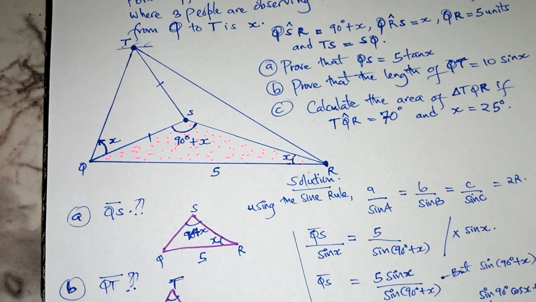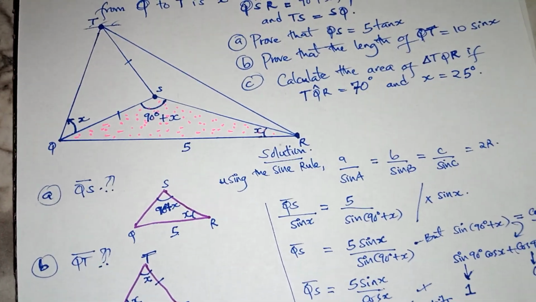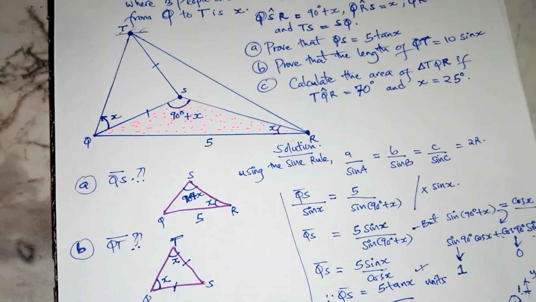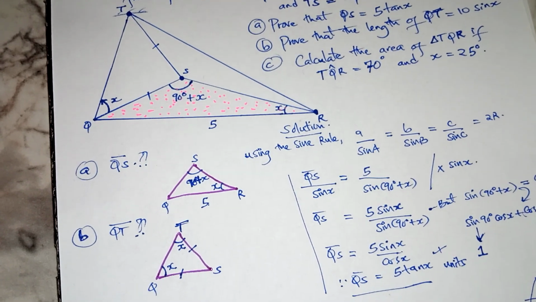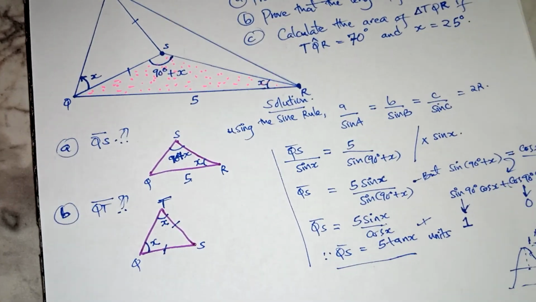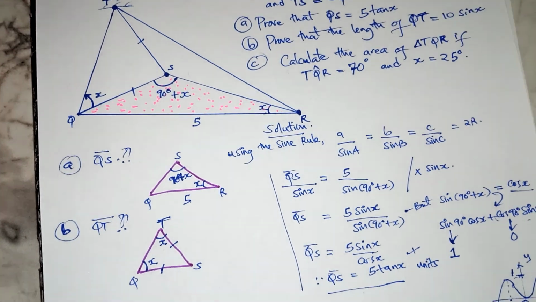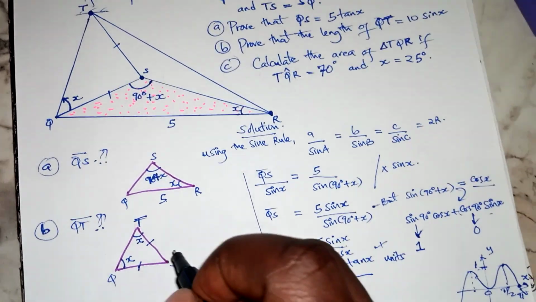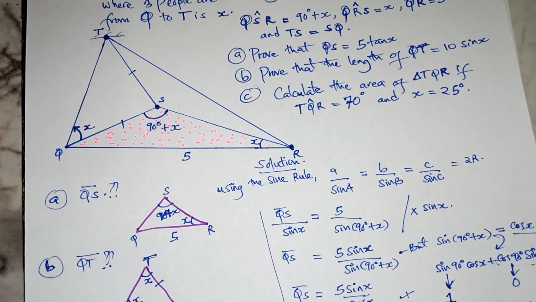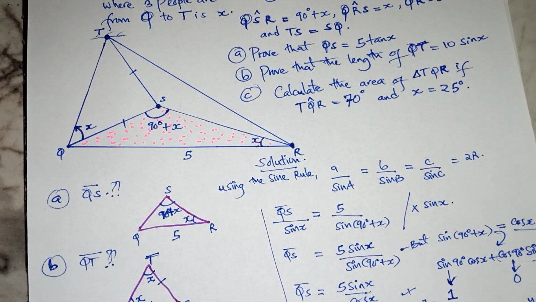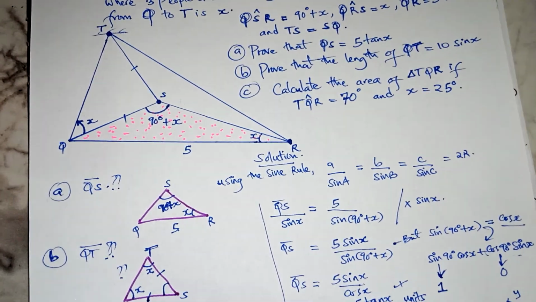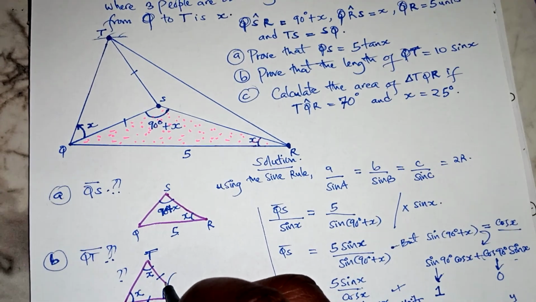What are we using, guys? Someone tell me. We use the sine rule. Let's use the sine rule, because what do we have? We have QS already. Let us get this angle, because we want QT, okay? This one is known. This angle, what will it be, guys?